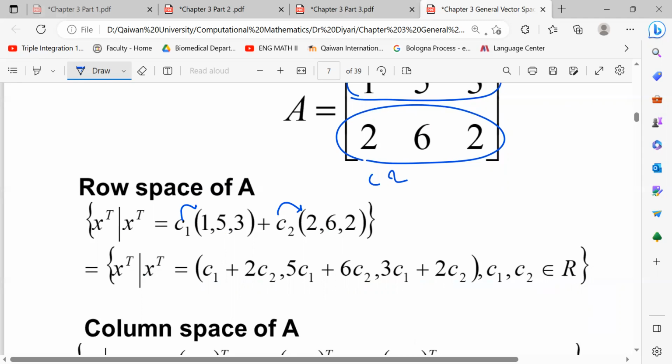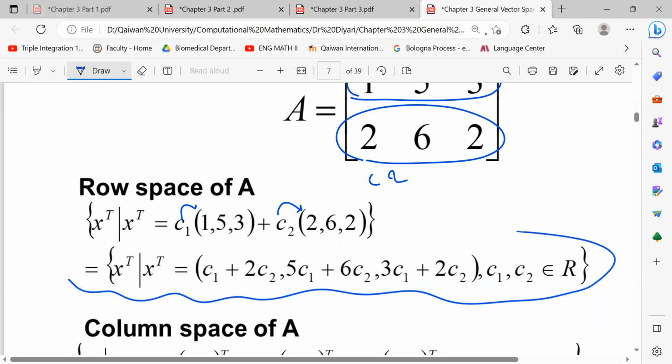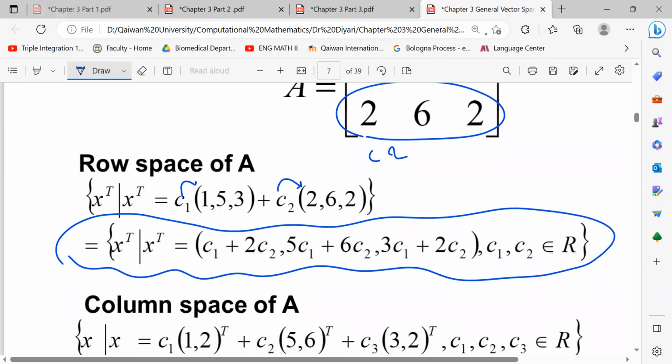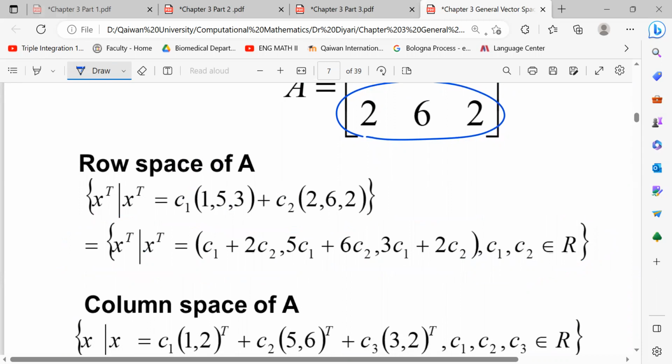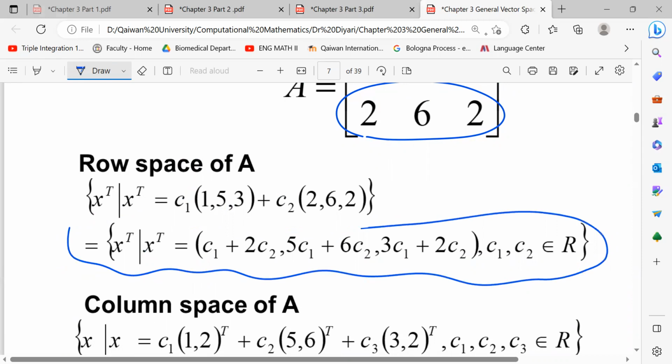Okay? So this is called row space. This is called row space of matrix A. It's for a matrix. Row space and column space are for a given matrix. So this is the row space of matrix A.